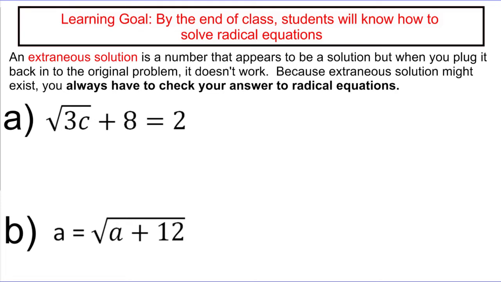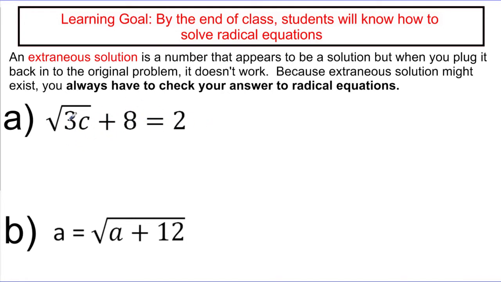So we have to be careful that when we solve our problems, we actually take our answer, or what appears to be our answer, and we plug it back in. So here's a simple example. The square root of 3c plus 8 is equal to 2. So I'm going to start off by subtracting the 8 over.